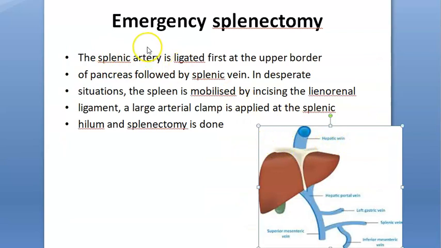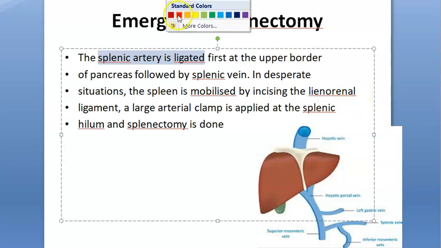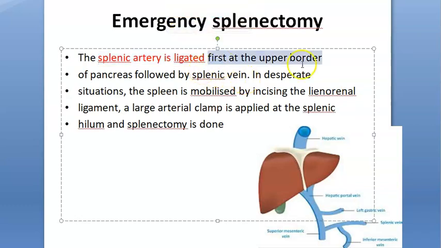How will you do it? They will ligate the splenic artery. Obviously, it doesn't need any more blood supply, since you are going to remove it. So ligate the splenic artery. Whoever is supplying blood, ligate them. First at the upper border of the pancreas, followed by the splenic vein. First we'll do the artery, then we will ligate the splenic vein. We got it. Okay?